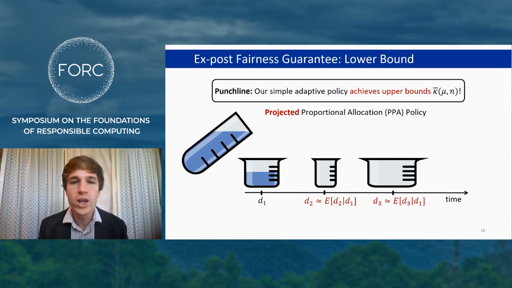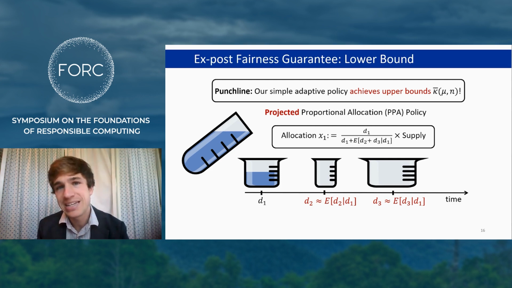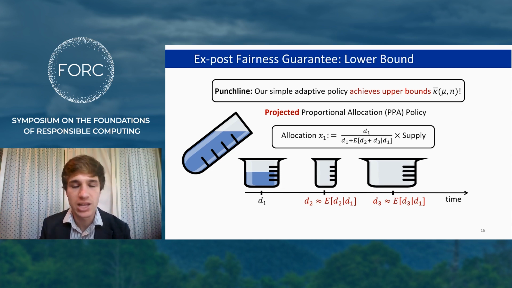Now, recall what you would do if demand was deterministic, right? You would take your full supply and you would allocate it proportionally based on total demand. Now, here we don't know total demand in advance, but we do have some information about what we expect demand to be. And so we simply replace future demands by their expectations, conditional on what we've observed so far, and then we allocate proportionally. So for example, in the first period, we're going to allocate D1 divided by D1 plus the expected demand, conditional on observing D1. And we're going to allocate that fraction of our supply to this first agent.